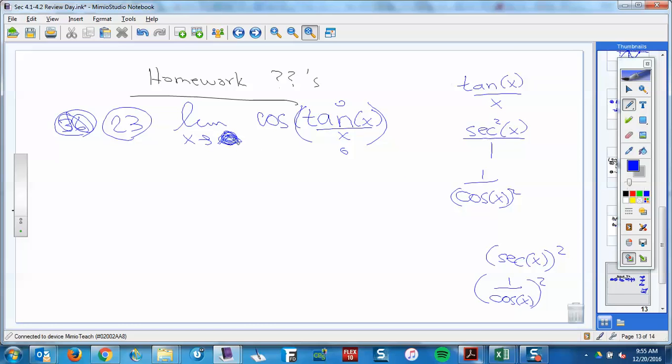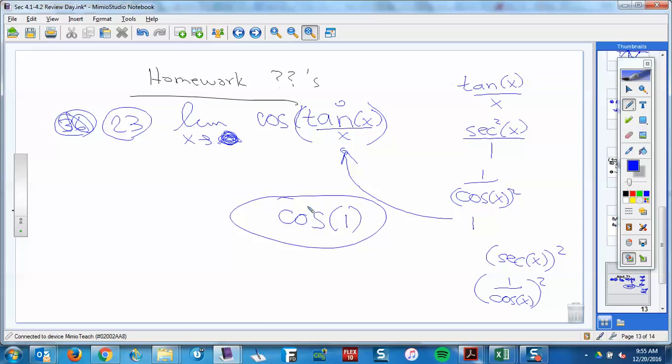So now we can plug our 0 in. Cosine of 0 is 1. 1 over 1 is 1. But now remember, that was just this inside part. So what we end up with is cosine of 1, which who knows what that is in decimal. So just leave it as cosine of 1.